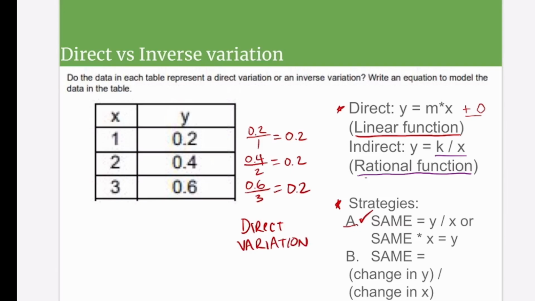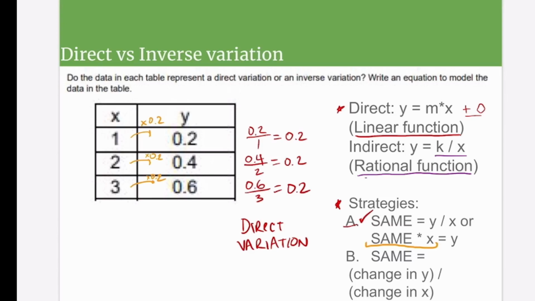So another way of looking at this, again, if the numbers are nice, is if you're multiplying x by the same number to get y. So I can see that all of these I'm actually multiplying by 0.2 every time. So if I divide them, I get 0.2. The x times 0.2 is always going to give me the y value.